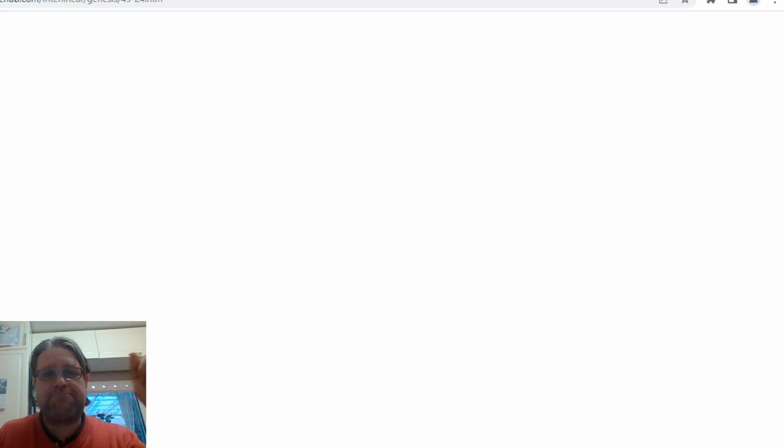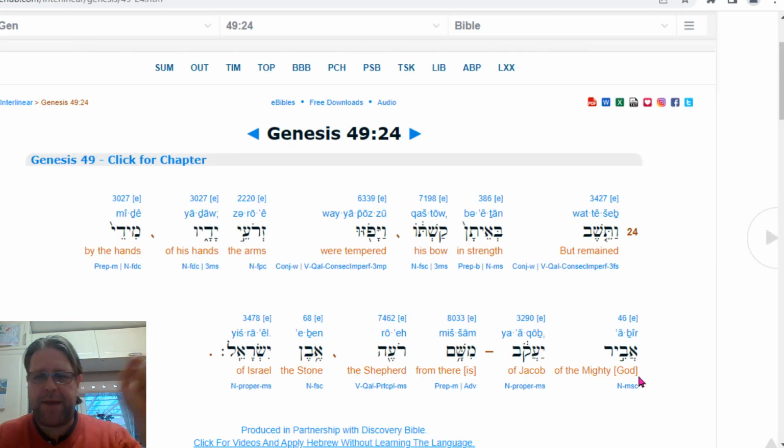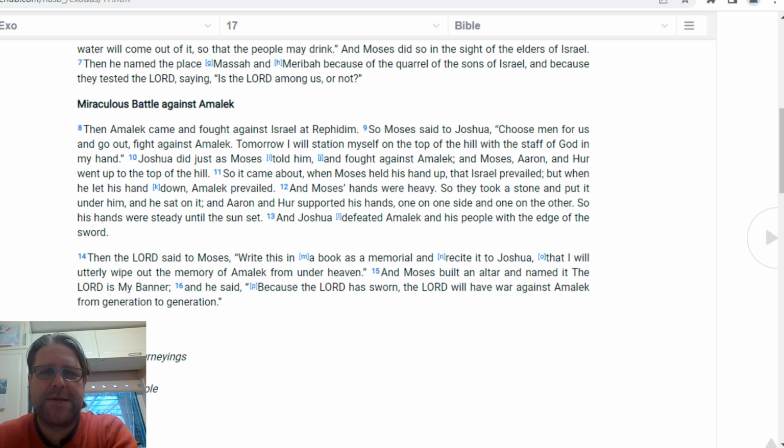Here it is again. It's in the interlinear. The mighty one of Jacob. From there is the shepherd, the Roeh, the stone, the Aben of Israel. The stone of Israel is the shepherd, the promised shepherd, the Messiah. Okay, so let's move on.